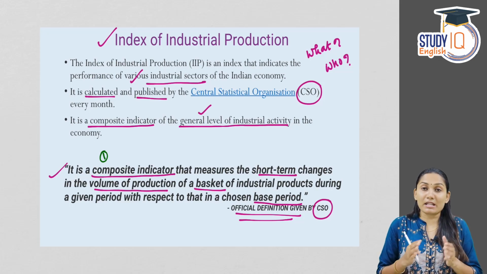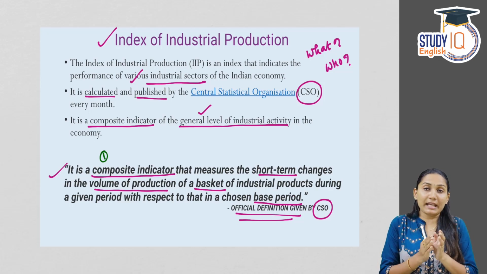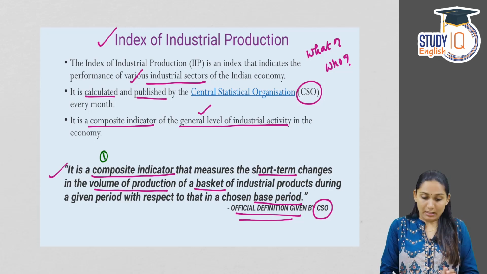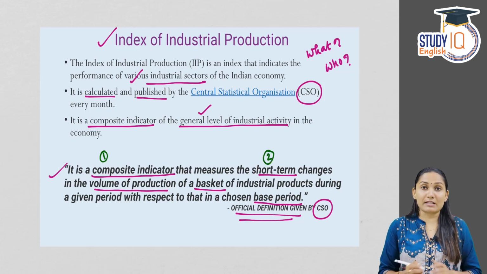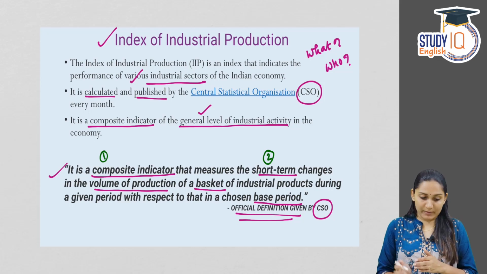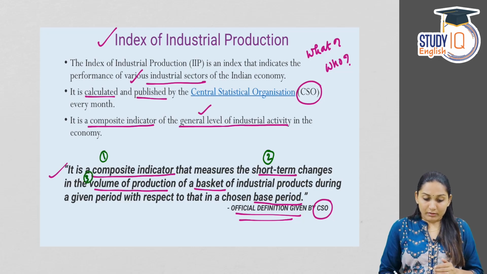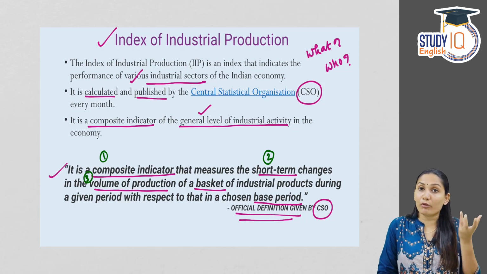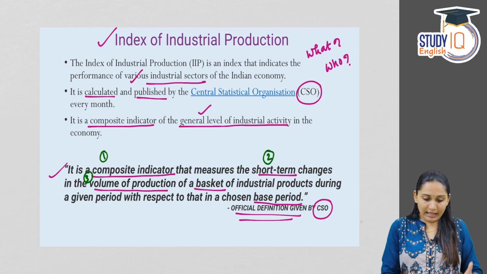Second, it measures short-term changes. Why does it measure short-term changes? Because IIP, the Index of Industrial Production, is compiled every month. So this is done on a monthly basis. That's why it measures the short-term changes. Third, what does it measure? It measures the changes in volume of production. That is the real output, or the volume of production.